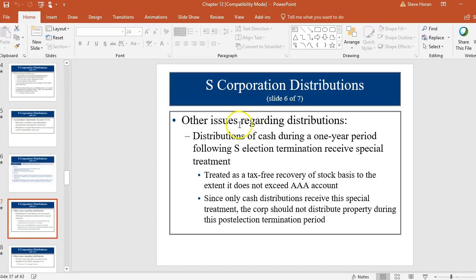Then other issues regarding distributions. Distributions of cash during a one-year period following S election termination receive special treatment. So one year after the S election termination, okay, so that's the key here, treated as a tax-free recovery of stock basis. Since only cash distributions receive the special treatment, the corporation should not distribute property during that period.